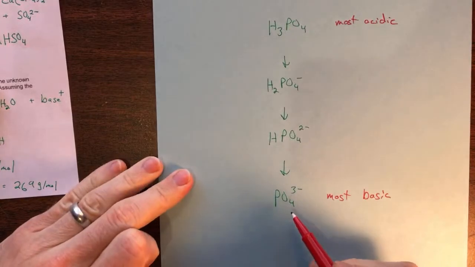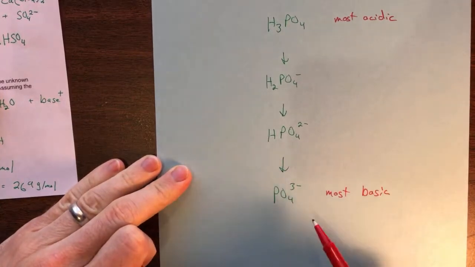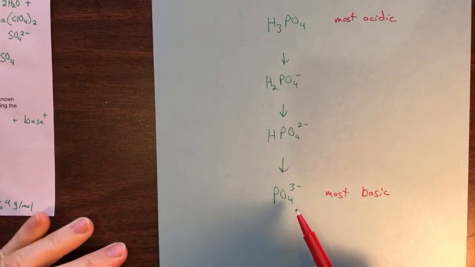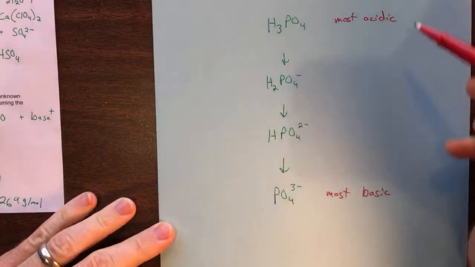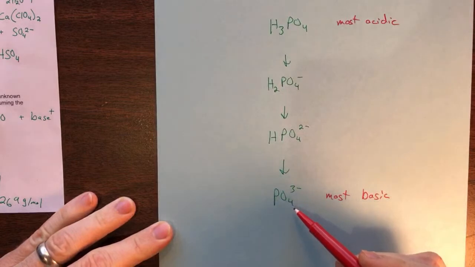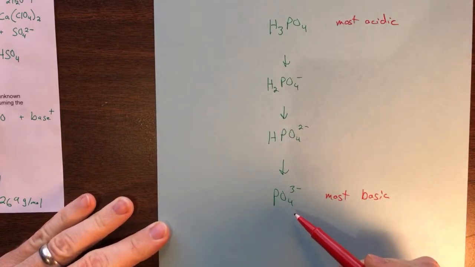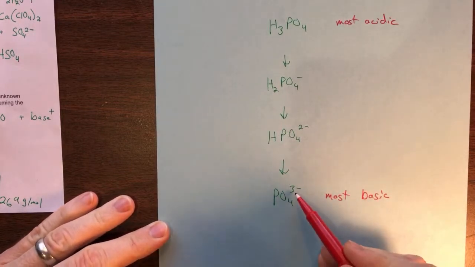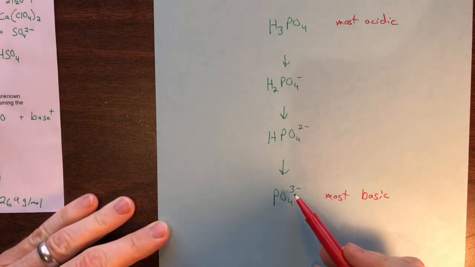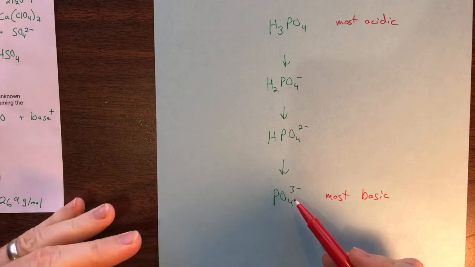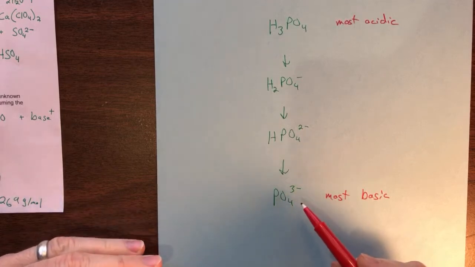And in fact, this PO4 3 minus is actually significantly basic, okay? That is a base. This is an acid and this is a base. Well, why is this a base? It's a base because it's negatively charged. Just like hydroxide is negatively charged, this is negatively charged, and H pluses will get attached to it.